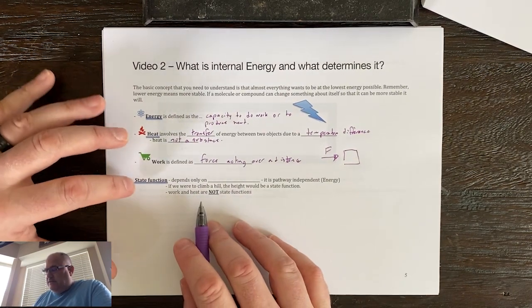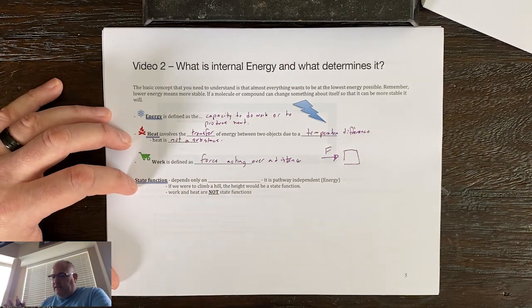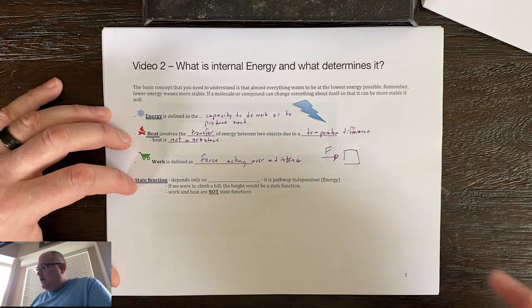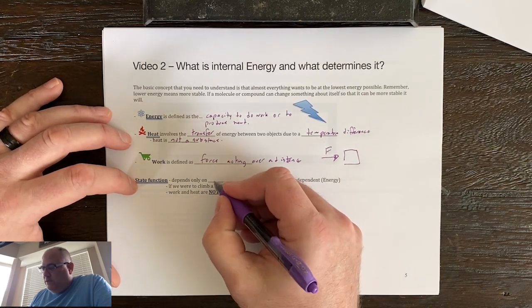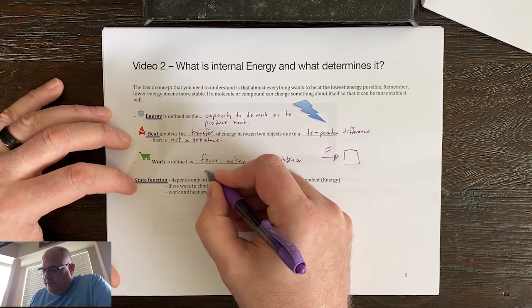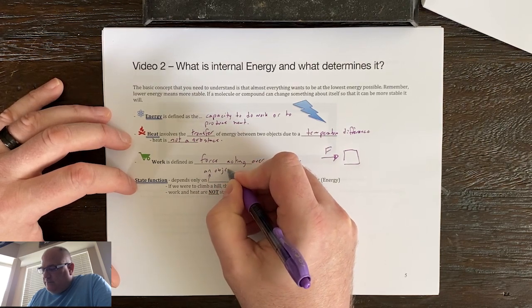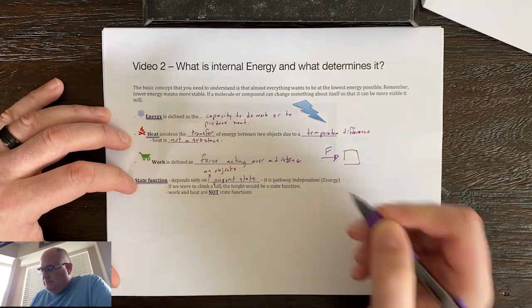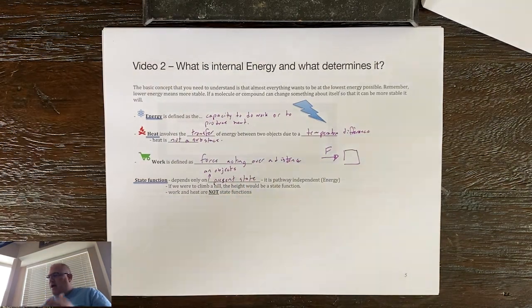Finally, there's something else called a state function, which the AP board has said they're not going to spend that much time with, so we're just going to barely touch on it here. A state function depends only on an object's present state. In other words, it's pathway independent.